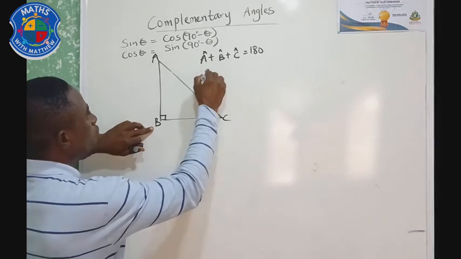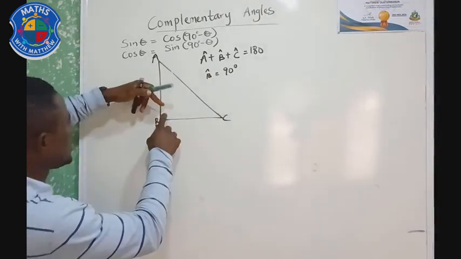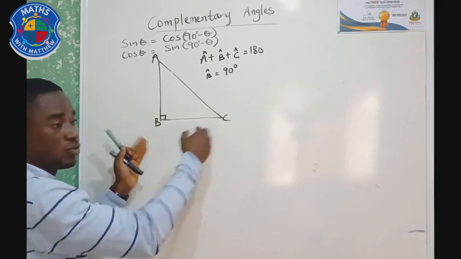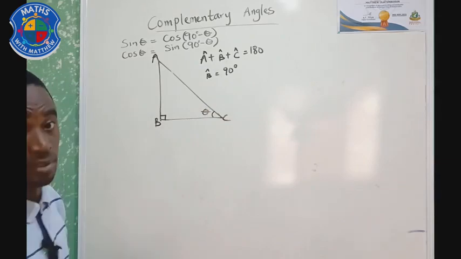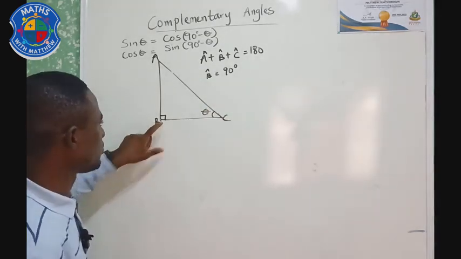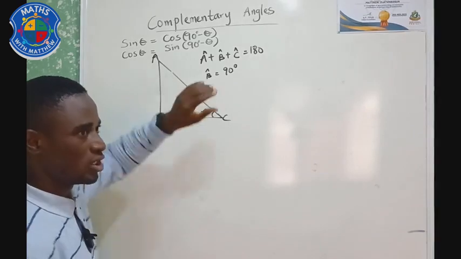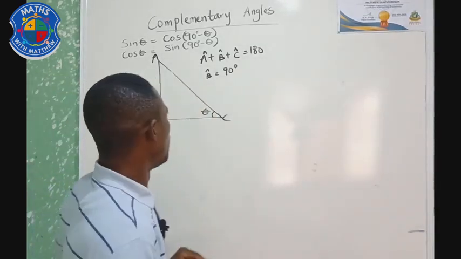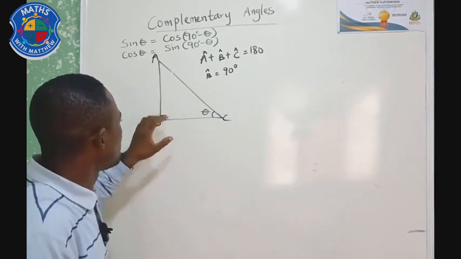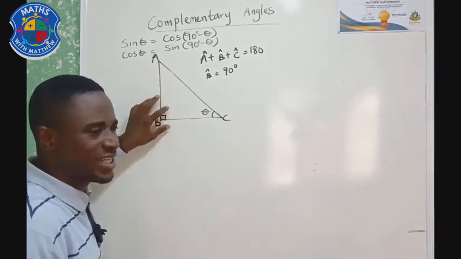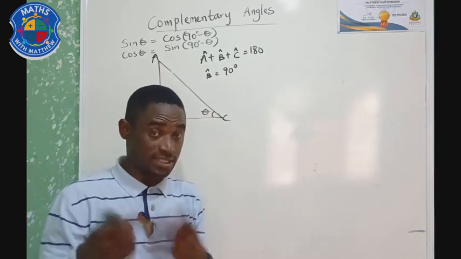But we know that angle B is equal to 90 degrees, because it is perpendicular, forming an angle of 90 degrees. Now, if I label this C as my theta, let me repeat myself. The sum of angles in a triangle is 180. But when we talk about a right angle triangle, one of the angles is already 90 degrees. And when we know that the sum of angles is 180 and one of them is already 90 degrees, that means the sum of these two must be equal to the remaining 90 degrees.